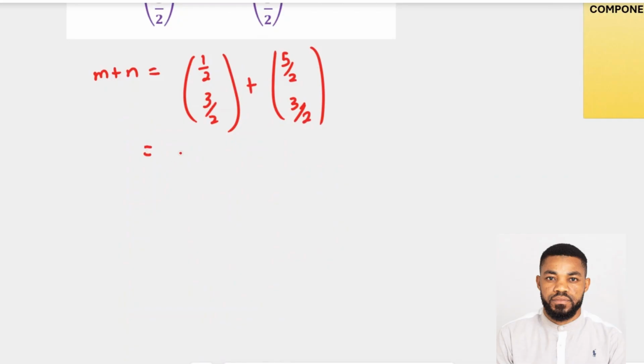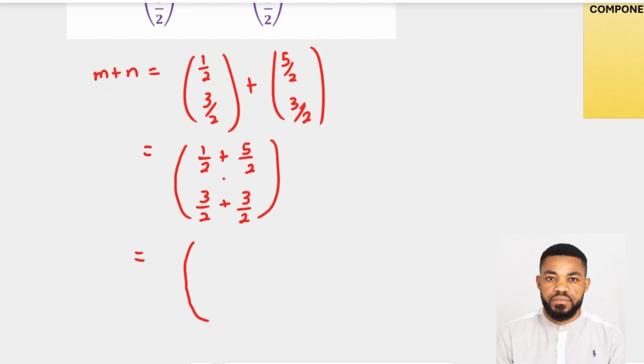Okay, so we have to add 1/2 plus 5/2. That'll be for the x component. Let's come to the y component: 3/2 plus 3/2. So regardless of the components of the vector, when it comes to addition and subtraction, we just add or subtract corresponding components. So let's continue.